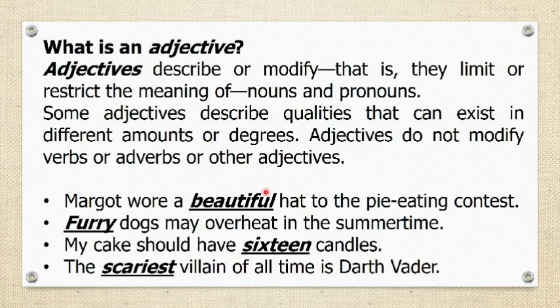Here are examples of adjectives used in a sentence. First we have, Margot wore a beautiful hat to the pie eating contest. The word beautiful here modifies the noun hat, so beautiful is the adjective in this sentence. Next we have, furry dogs may overheat in the summertime. Furry here modifies the noun dogs, therefore furry is an adjective.